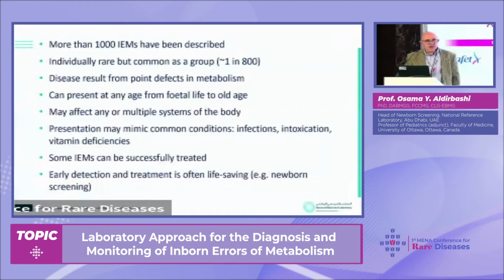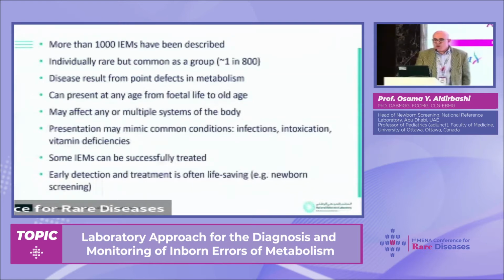They can affect one system or multiple systems, and the presentation can be slightly confusing, and we really need sophisticated lab techniques to tell that it's an inborn error of metabolism, not infection, not intoxication, not a vitamin deficiency, etc. Many of them can successfully be treated. And here is the importance, because we can treat them, it's really important that we identify them as early as possible before the damage happens. Some treatments are life-saving, and then we require early detection, such as newborn screening.